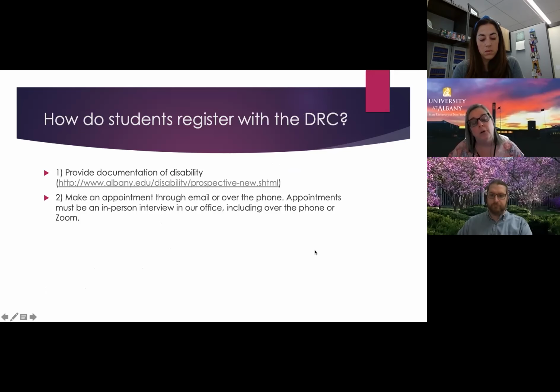So if anybody asks you, or if you know somebody who needs to register with the DRC, it's a 2-step process. We need documentation of the disability. And on our website, we provide information about what that entails. But usually it's either documentation from their high school or from a treating professional. And then they would make an appointment with us. And then we would have either an in-person interview or a Zoom interview or over the phone to discuss how their diagnosis or disability affects them academically, or if we're talking about housing accommodations in the res hall, and then talk about what would be the appropriate accommodations for that.